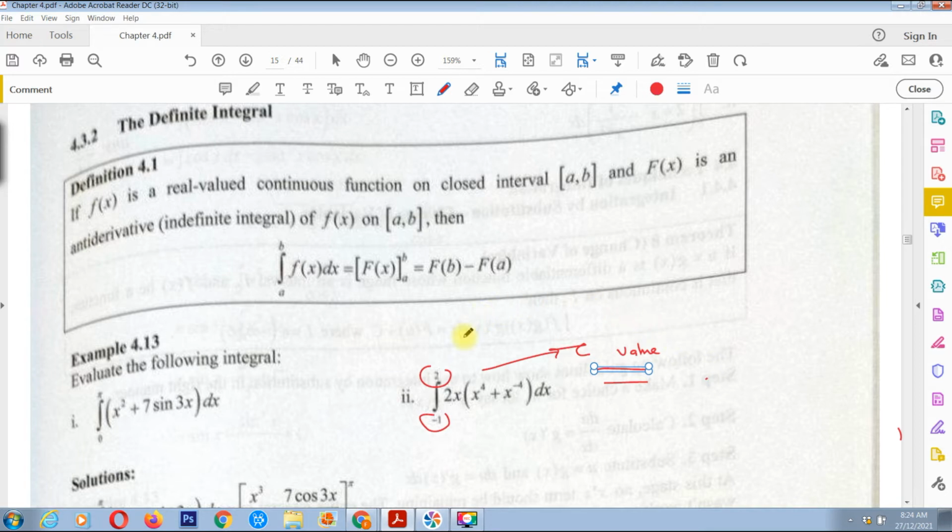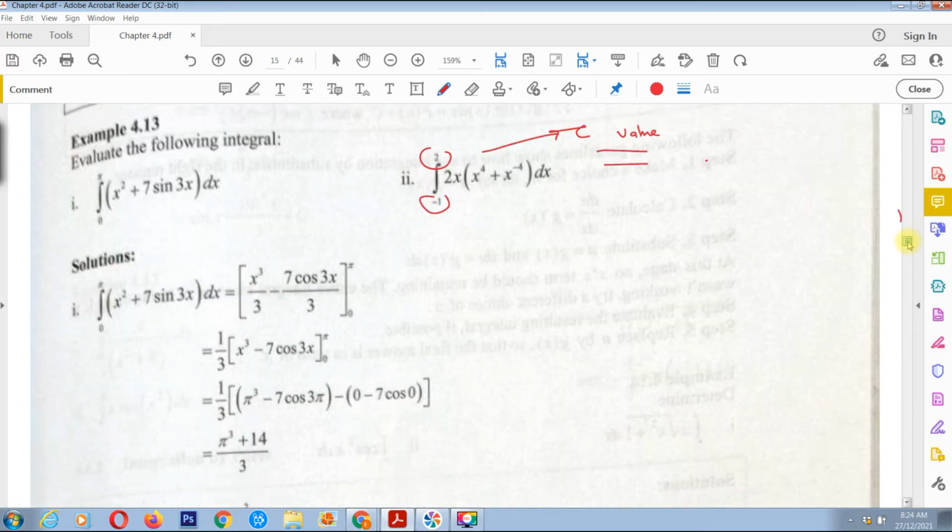So if f(x) is a real-valued continuous function on [a, b], and F(x) is an antiderivative, an indefinite integral of f(x) on [a, b], then we have this. Whatever comes here, just put inside the function. Okay, so here we have this.